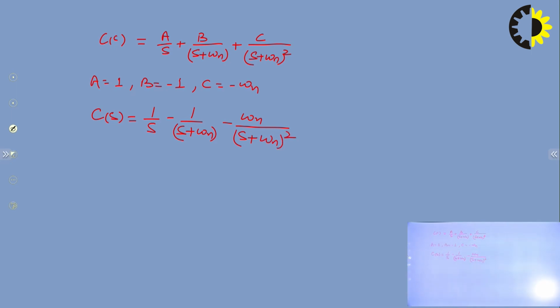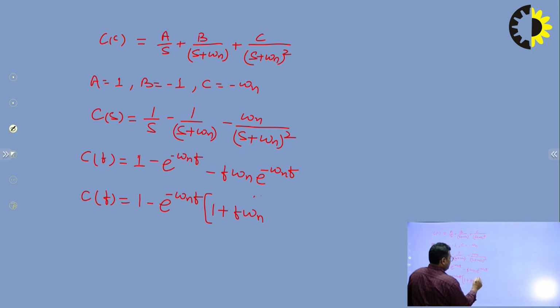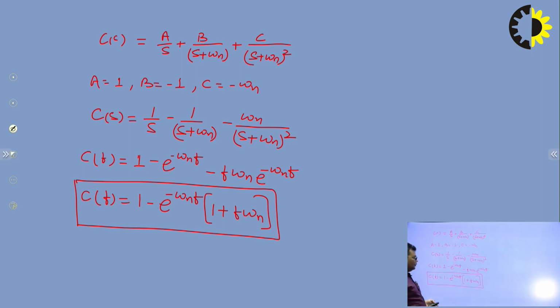right. Now, if we take the inverse Laplace of this, then c(t) will be equal to: inverse of 1 upon s will be 1, inverse Laplace of this will be e to the power minus omega n t, right? And here we will get t omega n e to the power minus omega n t. Okay, this will be the inverse Laplace of this. From here we can take e to the power minus omega n t common, and c(t) is equal to 1 minus e to the power minus omega n t common, and inside it will be 1 plus t omega n.